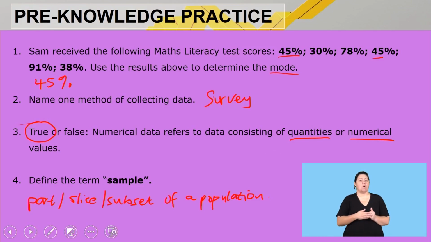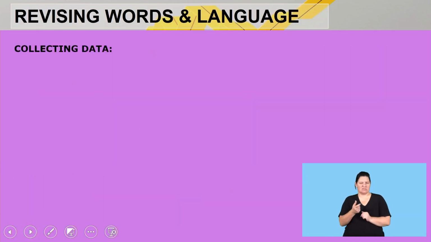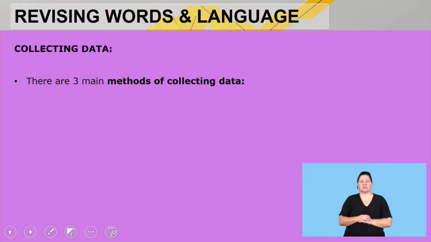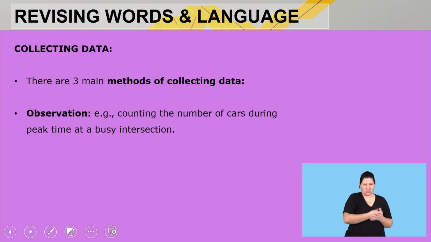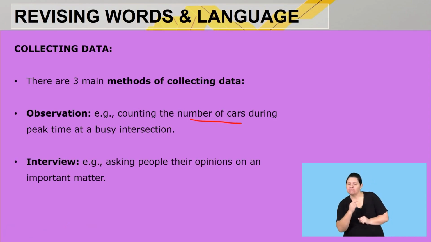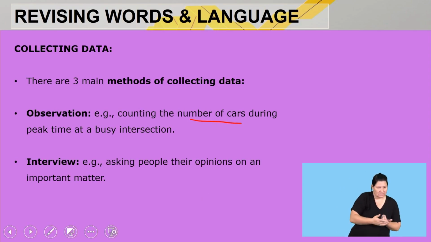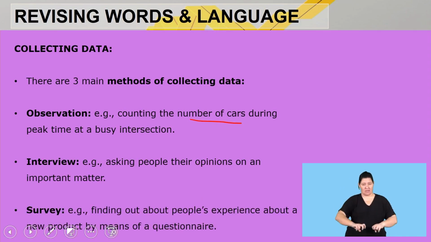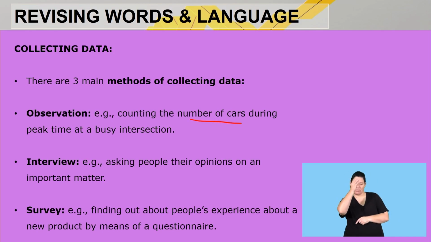Now let's quickly look at what else will be important to you. Just a few words that you should be familiar with by now. So we indicated this already. There are 3 methods of collecting data, and that will be, first of all, an observation. That is, for example, counting the number of cars during peak time at the busy intersection. Then we can also use interviews, for example, asking people their opinion on an important matter. And then we can also use a survey, where we are finding out about people's experience about, for example, a new product or a service by means of a questionnaire, right?